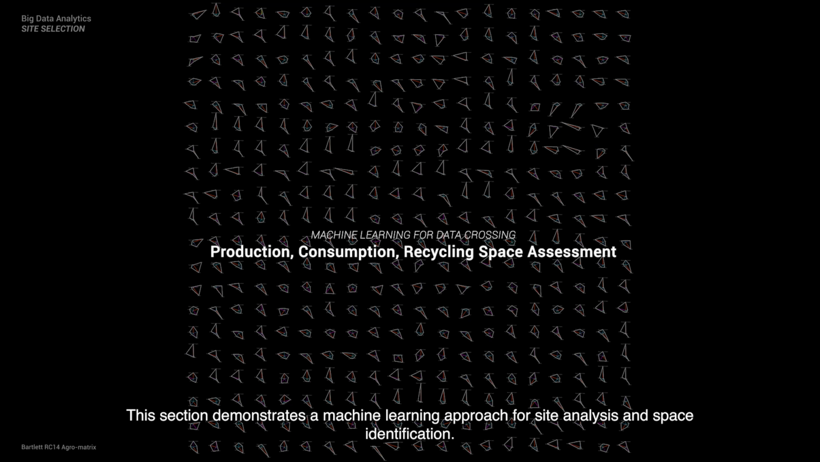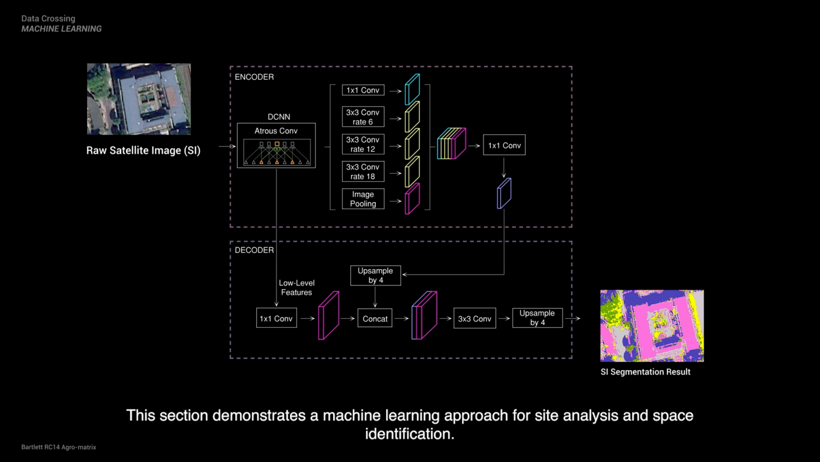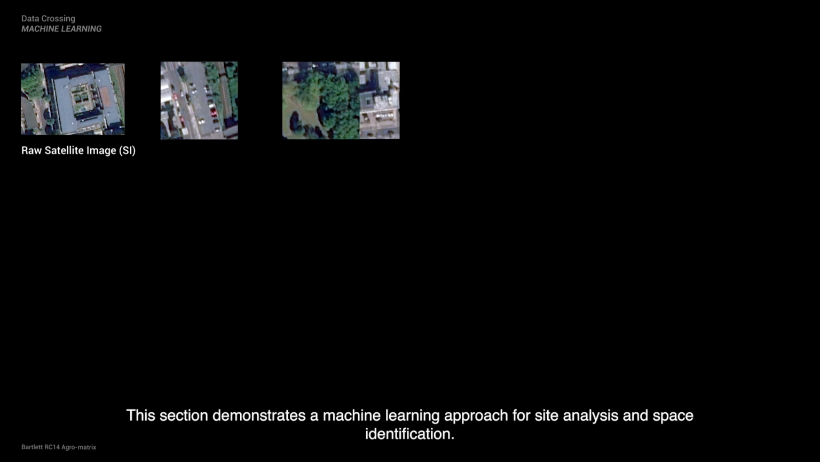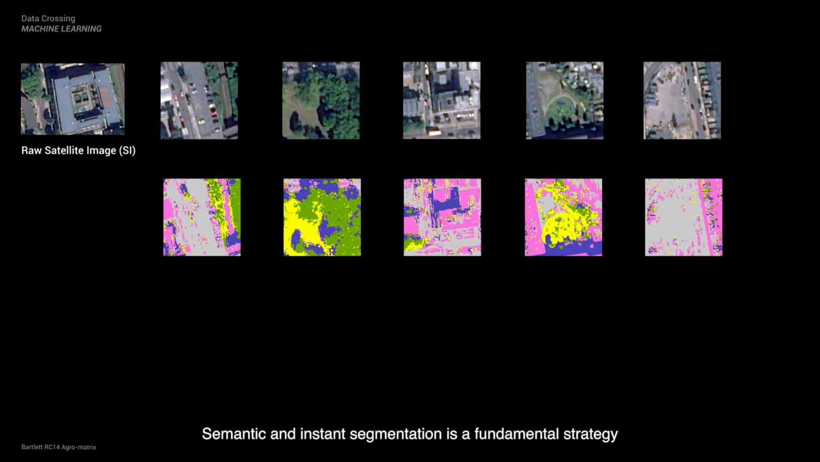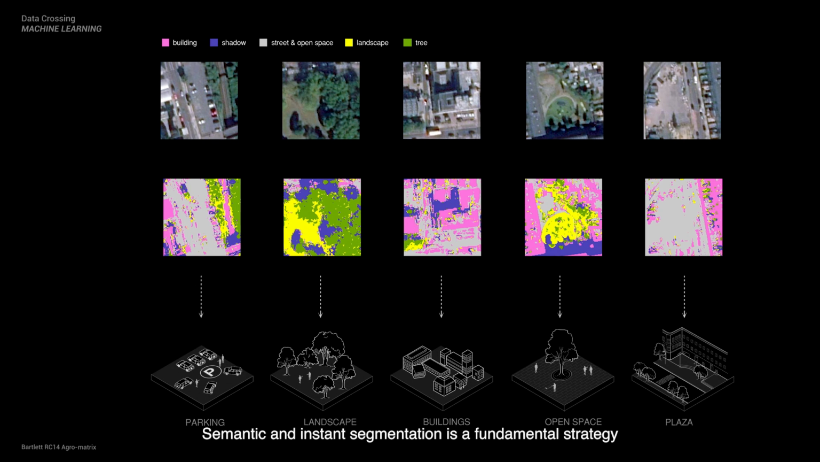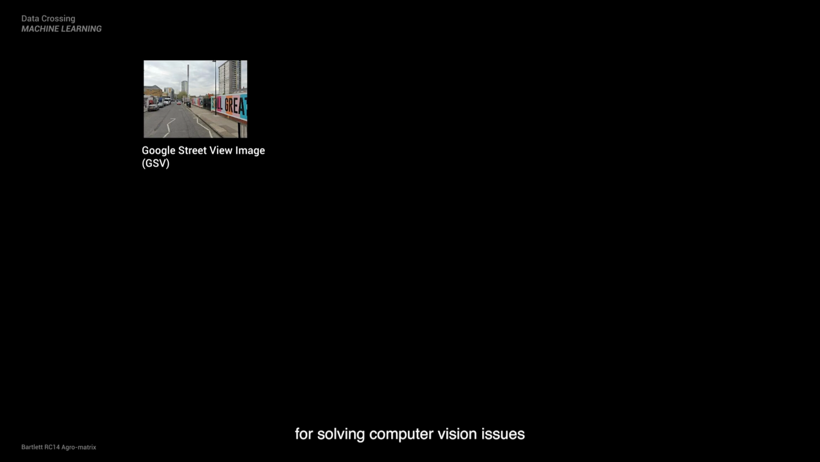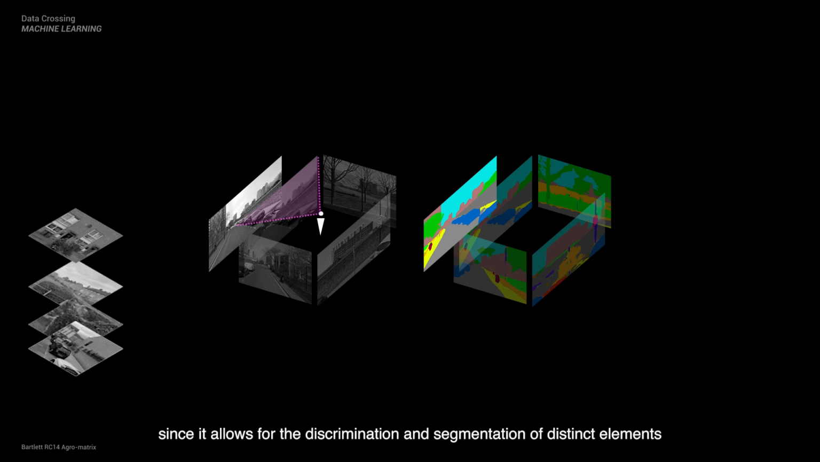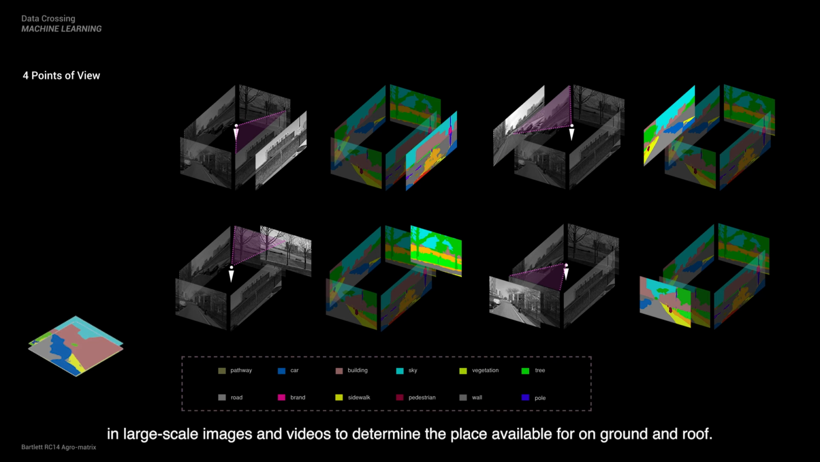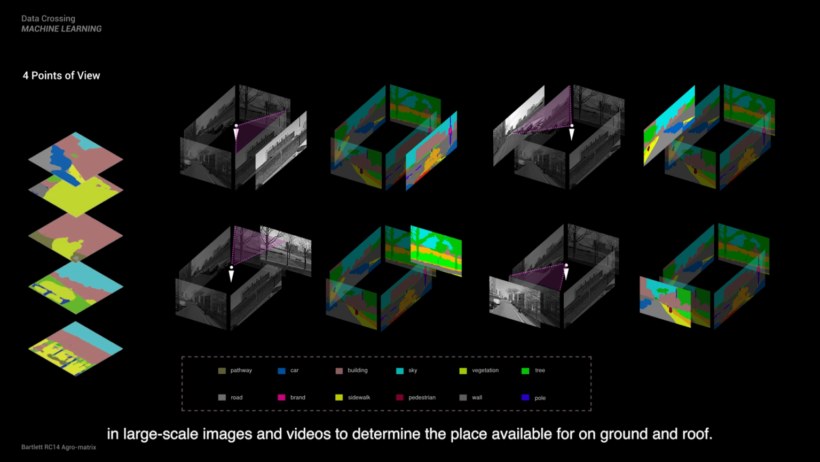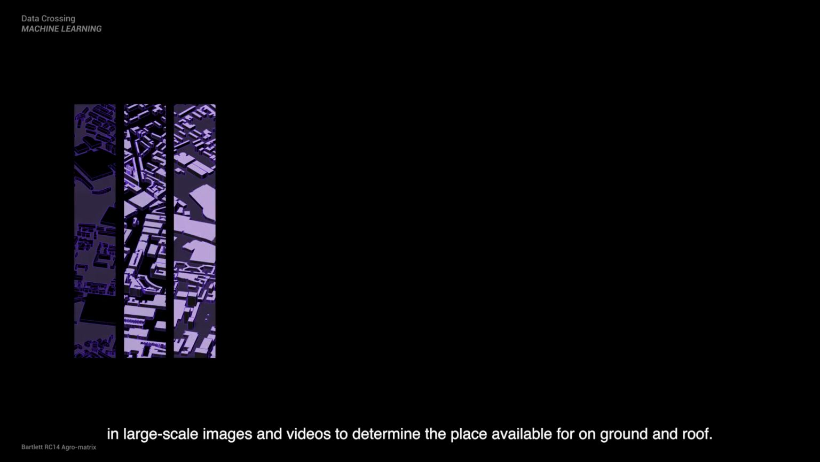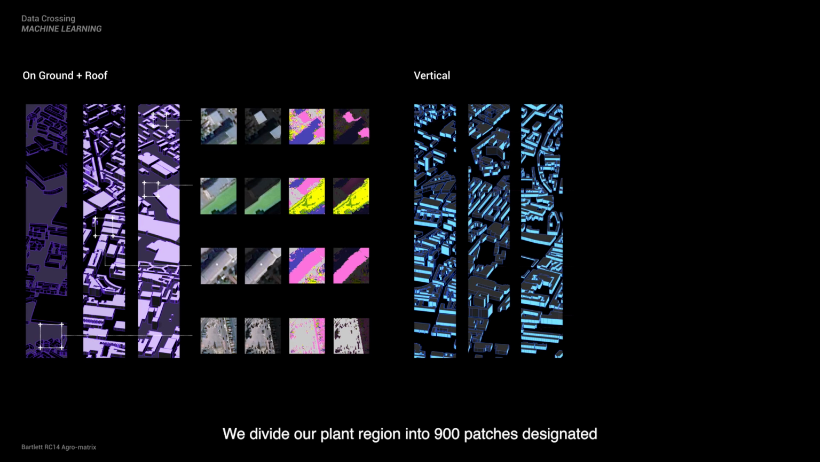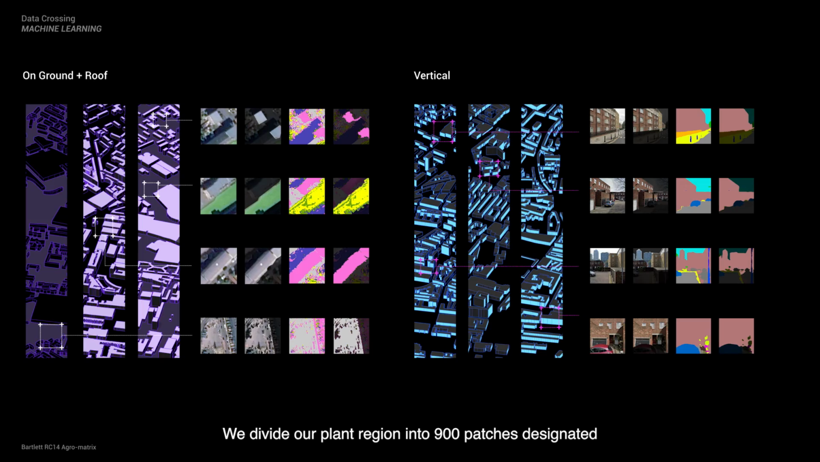This section demonstrates a machine learning approach for site analysis and space identification. Semantic and instance segmentation is a fundamental strategy for solving computer vision issues, since it allows for the discrimination and segmentation of distinct elements in large-scale images and videos. To determine the place available for on-ground and roof, we divide our planned region into 900 patches designated for satellite image segmentation.